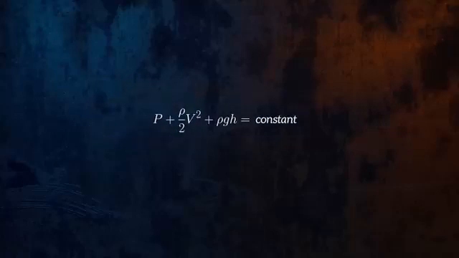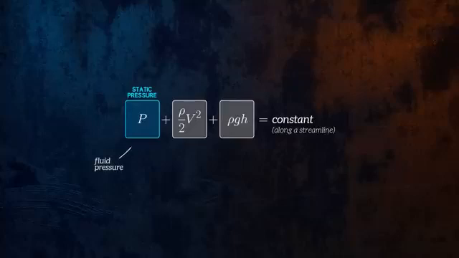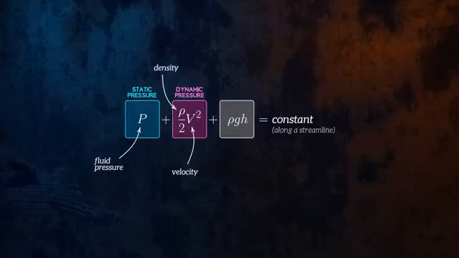The equation states that the sum of these three terms remains constant along a streamline. Each of the terms is a pressure. The first term is the static pressure, which is just the pressure P of the fluid. Then we have the dynamic pressure, which is a function of the fluid density, ρ, and velocity, v, and represents the fluid kinetic energy per unit volume.